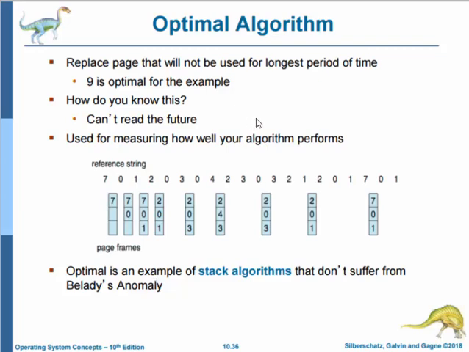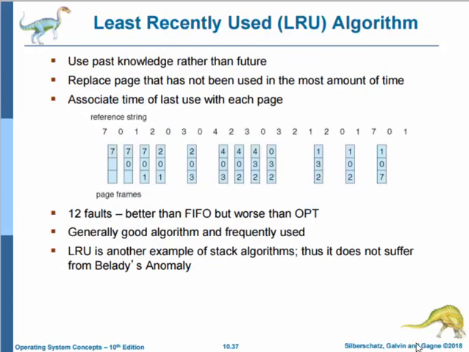So this is the optimal algorithm, which is an example of a stack algorithm that doesn't suffer from Belady's anomaly. So definitely it goes with the relationship of the number of frames. As we add frames, we decrease the number of page faults.